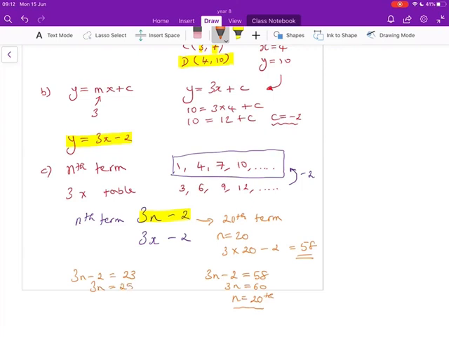Well, if I solve this equation and add 2 to both sides, I get 3n equals 25. If I then divide by 3, that's going to give me 8 and a third. Now, I can't have 8 and a third as a term of the sequence. I can have the 8th term, I can have the 9th term, but in this case, I can't have the 8 and a third term of the sequence. So 23 is not a term in the sequence.